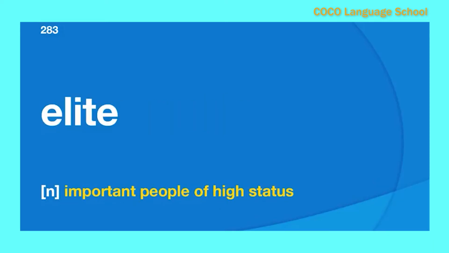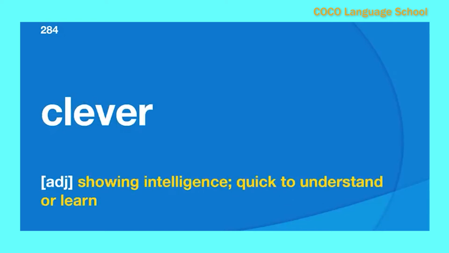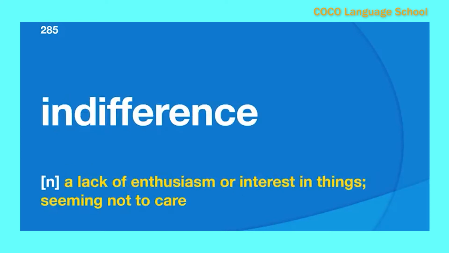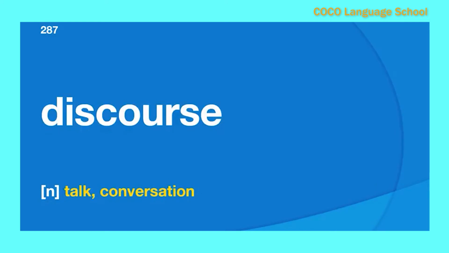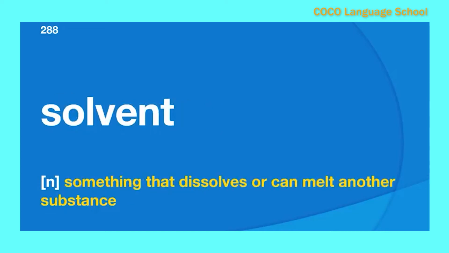Important people of high status. Elite. Showing intelligence, quick to understand or learn. Clever. A lack of enthusiasm or interest in things, seeming not to care. Indifference. To make water or liquid fly in very small drops. Spray. Talk, conversation. Discourse. Something that dissolves or can melt another substance. Solvent.